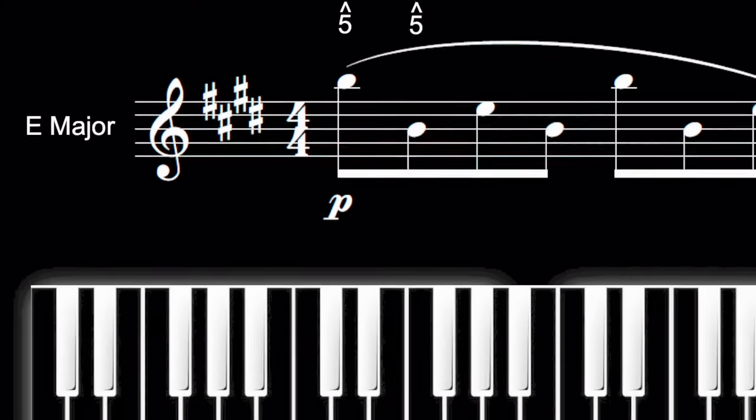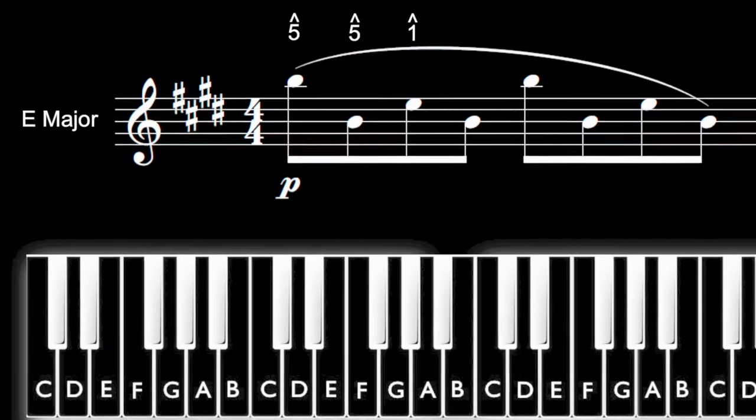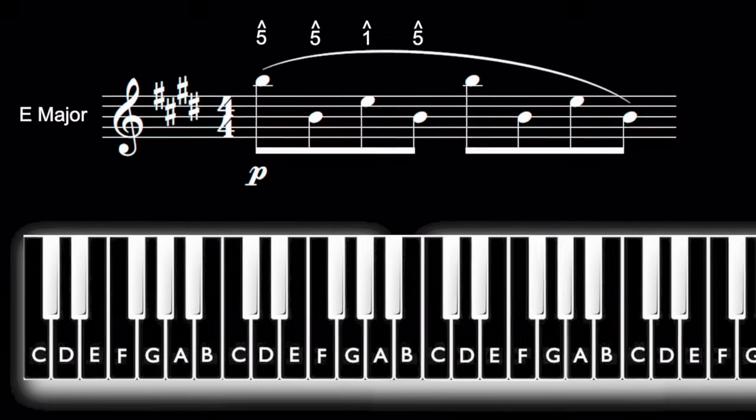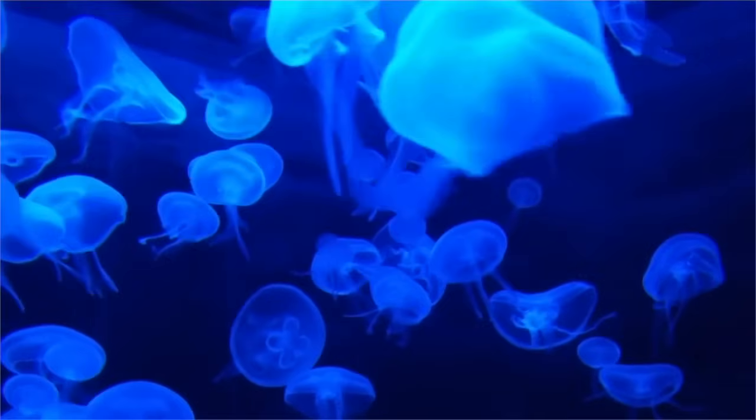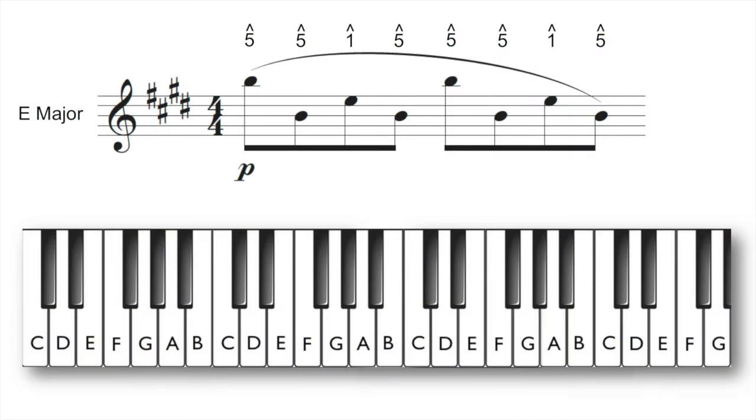is the 5th scale degree, and the tonic, the 1st scale degree, returning back to the dominant. These two beats are repeated. This creates a static flow, a calming ambiance. Try slowly playing along.